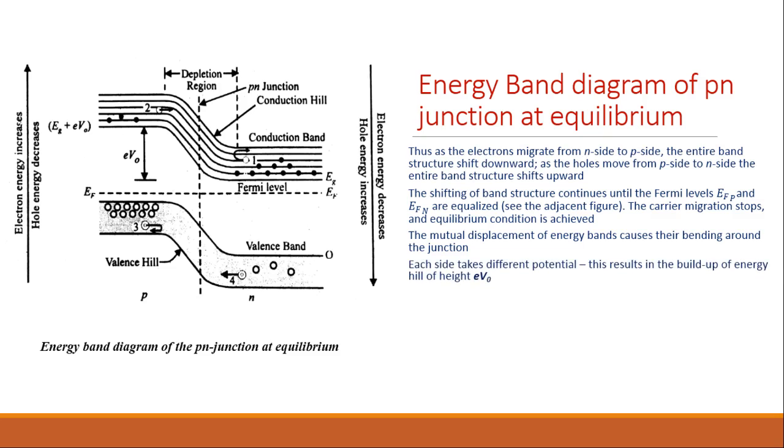The mutual displacement of the energy levels on both the sides causes a bending of the energy bands. You can see here in the diagram, there is a bending of energy bands near the junction on both the sides. Each side takes up a different potential. This results in a potential barrier V0 or an energy hill of height EV0.